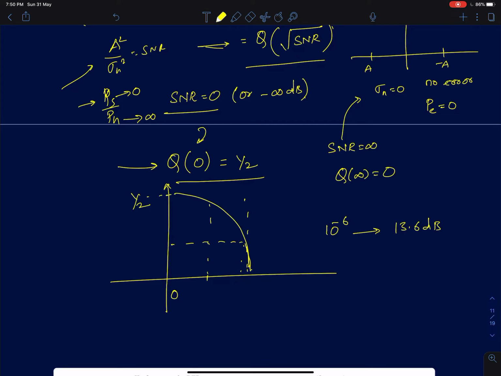So what you get, the limiting value when you have a 0 SNR or minus infinity dB, I mean, SNR of 0 also means minus infinity dB, that is, if you take 10 log of 0, you will get minus infinity. For that, the bit error rate is half.